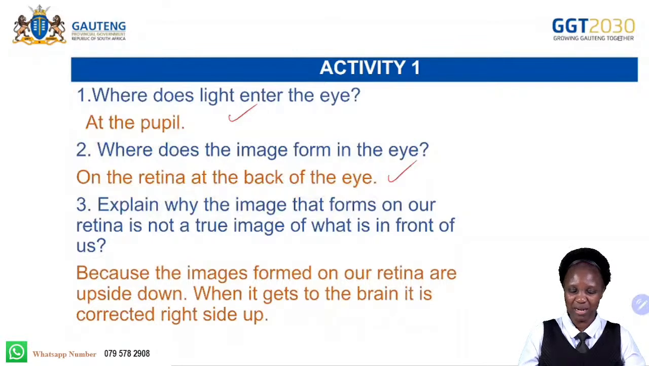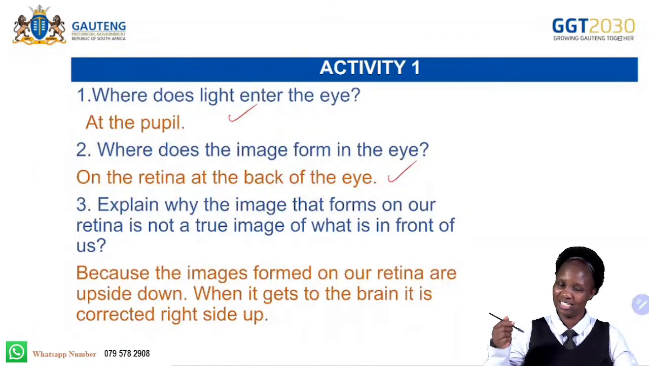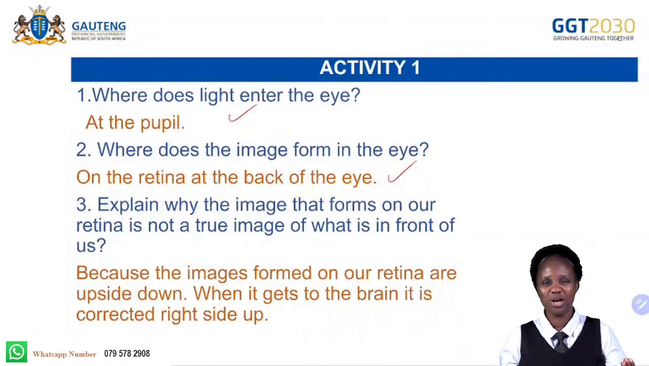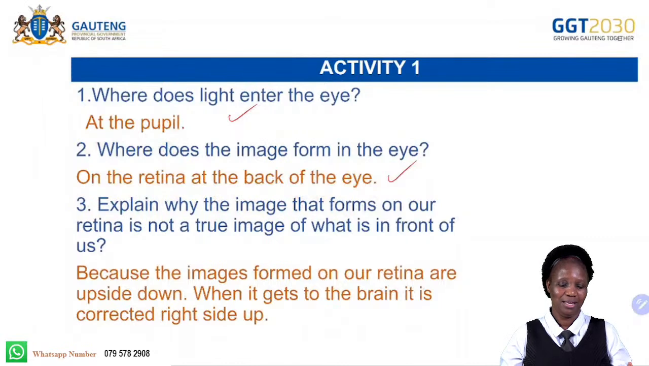And then explain why the image that forms on our retina is not a true image of what is in front of us. It is because the images formed on our retina are upside down, right? When it gets to the brain, it is corrected right up, okay? When it is in the retina, it looks funny. Then when you are looking at it, you see it as upright, okay?